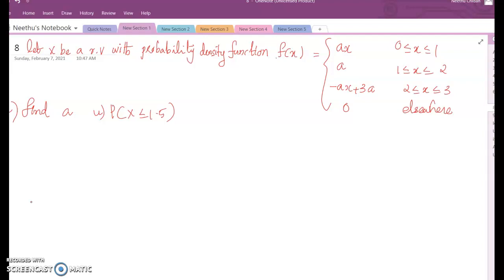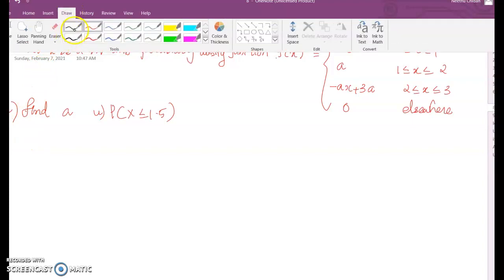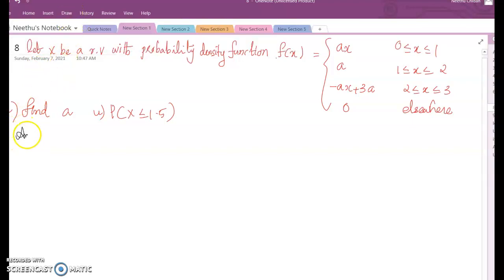First, we have to find the constant a. Since f of x is a PDF, we can use the property of the integral: integral from minus infinity to infinity of f of x dx equals 1.